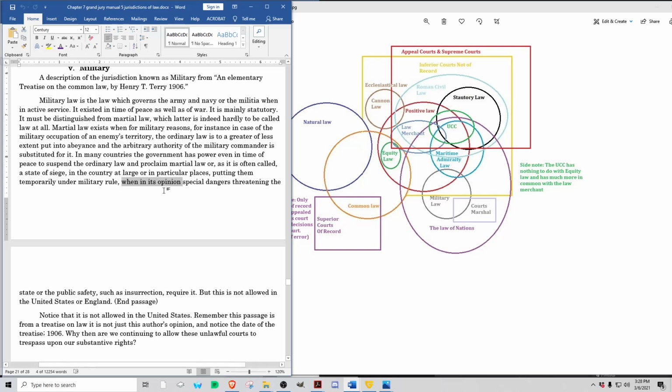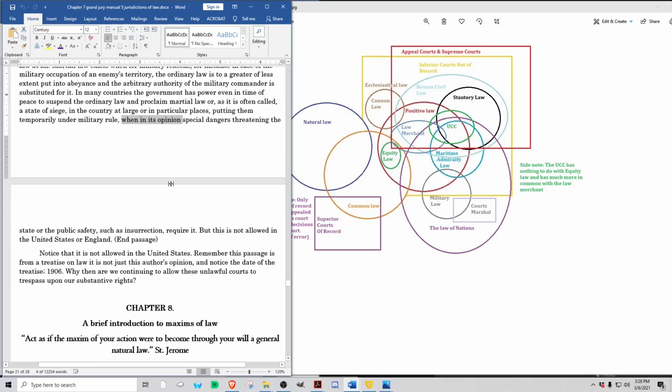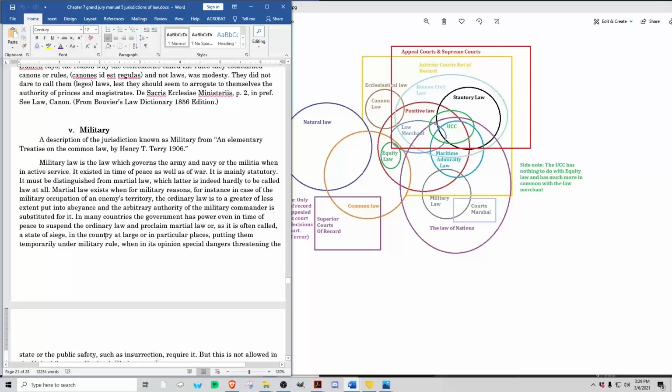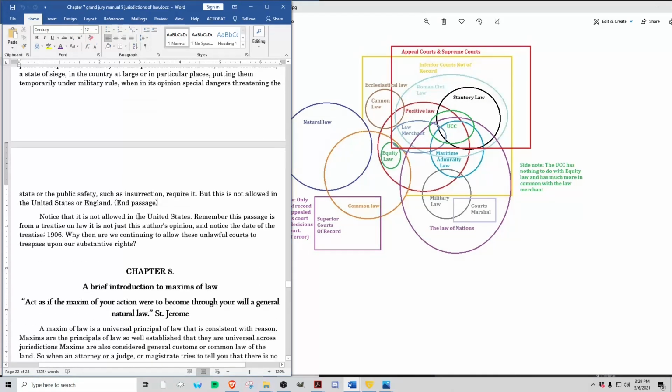So, special dangers threatening the state or public safety, which is basically whatever the hell they want it to be. Oh no, Antifa's coming. Oh, it's a state of emergency. Great. What's this again? Problem, reaction, solution. I'll create the problem, I'll wait for your reaction, like a dumb sheep, and then I'll give you the solution. That's basically the problem that we're facing in the totality of all this mess. It says, but this is not allowed under the United States or England. Well, wrong. It already has been.